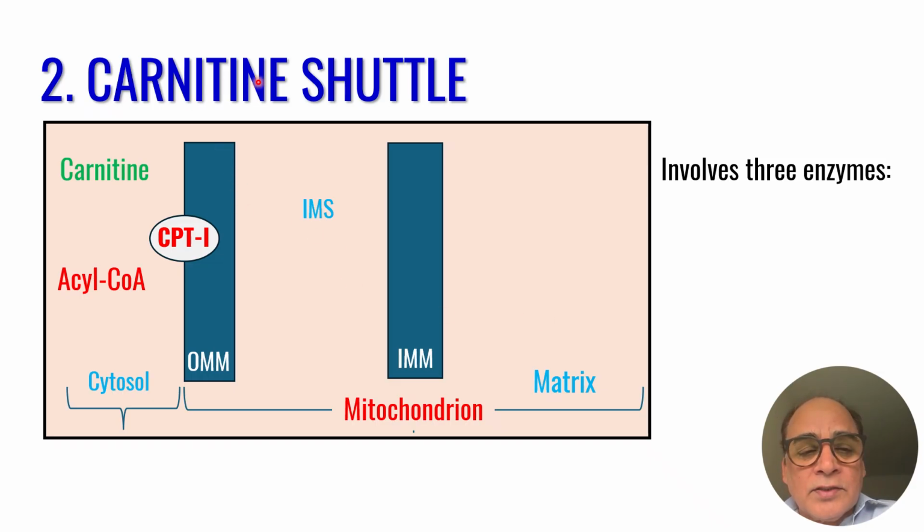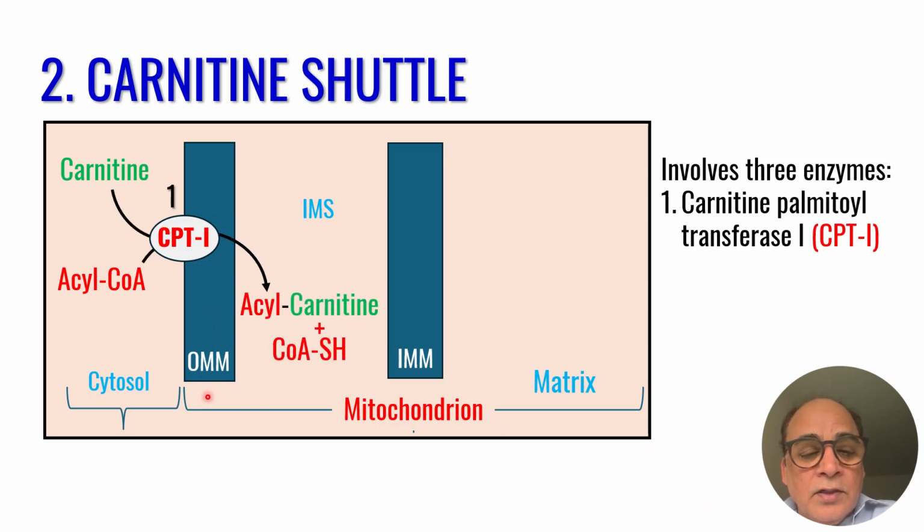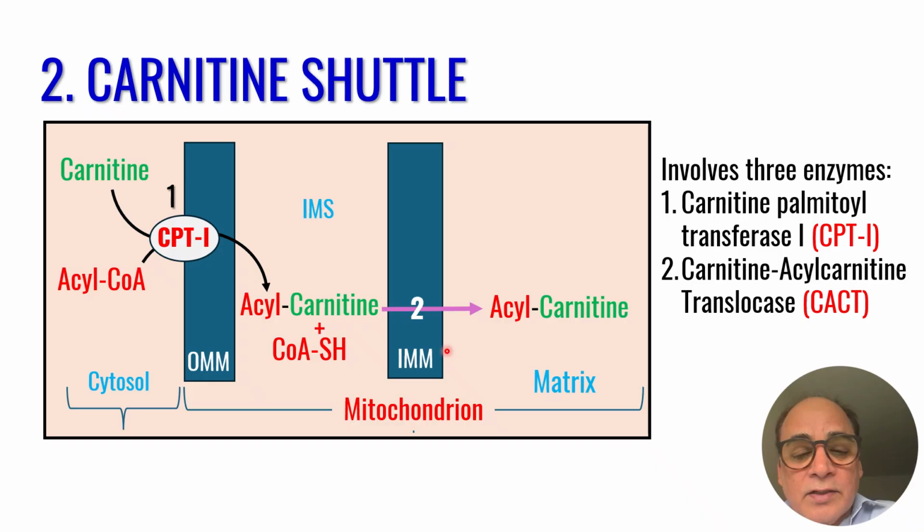This system consists of three enzymes which are associated with mitochondrial membranes, outer membrane and inner mitochondrial membrane. It consists of three distinct enzymes. The first one is CPT1, which is associated with the outer membrane, and it converts acyl-CoA into acyl-carnitine by releasing coenzyme A. Acyl-carnitine is subsequently translocated across the inner mitochondrial membrane utilizing the second enzyme known as CACT or carnitine acyl-carnitine translocase. This is an enzyme associated with inner mitochondrial membrane.